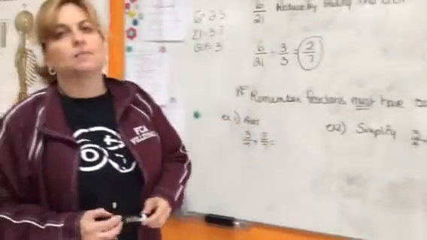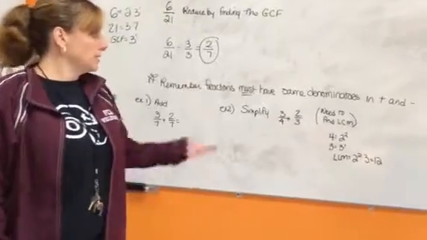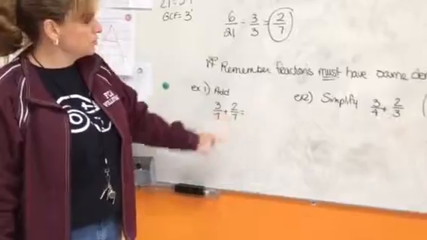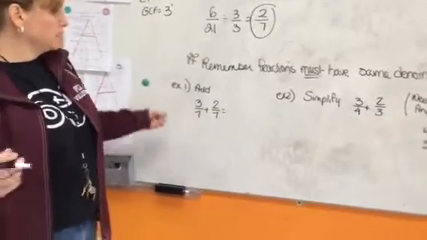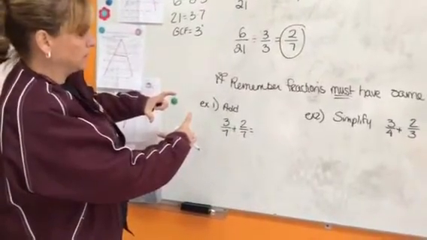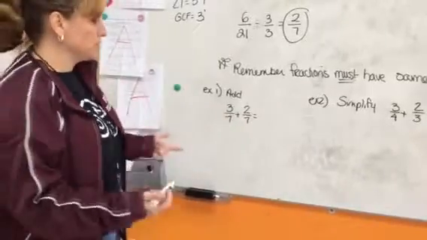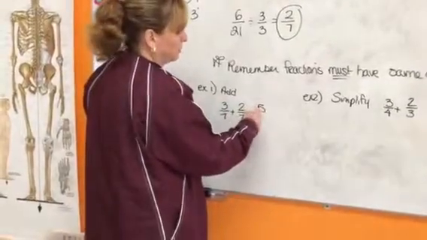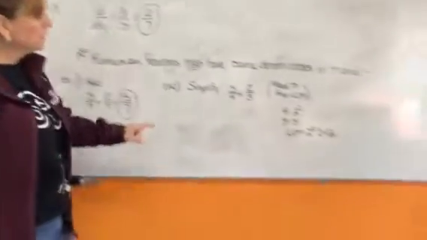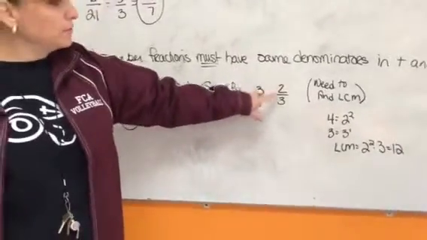Okay, so when we're adding and subtracting fractions, we always have to have the same denominators. Always, always, always, always, in addition and subtraction. Okay? So add 3/7 plus 2/7. So that's like saying I have a piece of pie divided into 7 pieces, 3 of them plus 2 of them. Look, the denominators are the same. I can just go ahead and add the numerators, keep the denominator the same. My answer is 5/7.